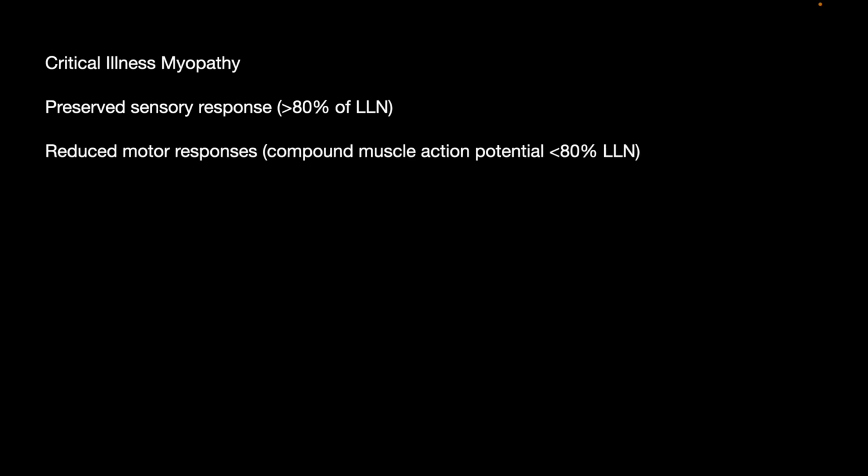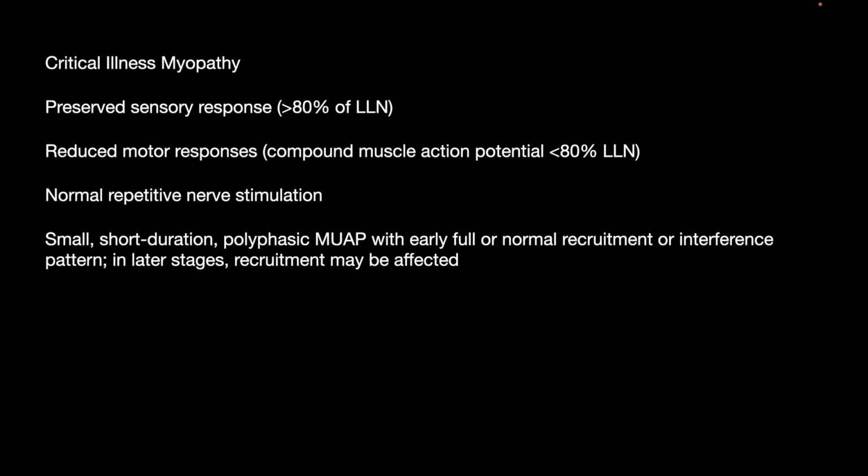The next what you see is a reduction in the motor response. Now this reflects the primary muscle pathology without the nerve getting involved. It is suggesting the problem lies in the muscle's ability to generate a response rather than the nerve's ability to conduct. The next is repetitive nerve stimulation. Unlike some other neuromuscular junction disorders like myasthenia gravis, repetitive stimulation in CIM typically does not show any decrement, and this supports the myopathic nature of the disorder.